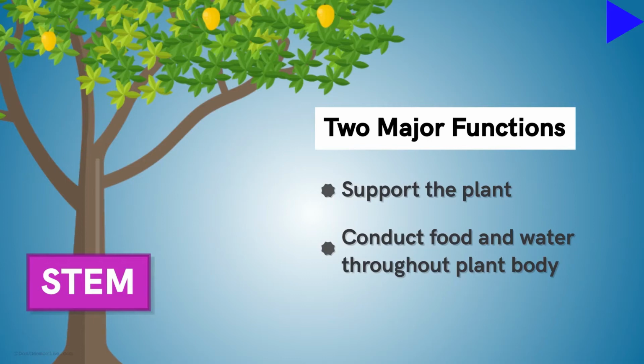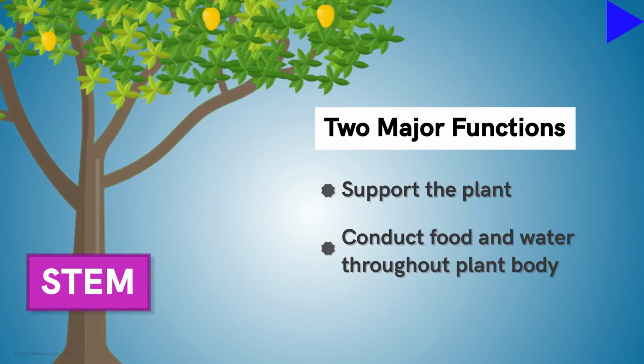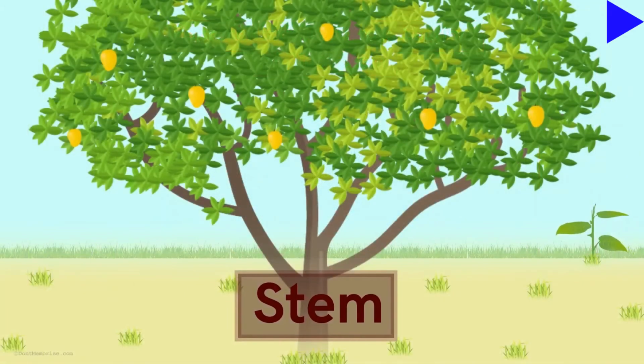The first important function is supporting the complete plant structure. This is very obvious. The stem bears the branches and the leaves. Flowers and fruits are all attached to them. The second important function is that of transportation. The stem is not only responsible for supporting the plant, but also for carrying out transportation of useful substances throughout the plant body. And we already know that it harbors all the important parts like leaves, flowers and fruits.